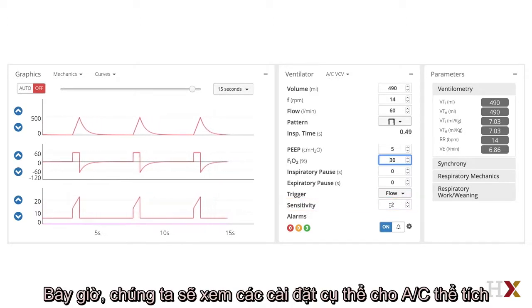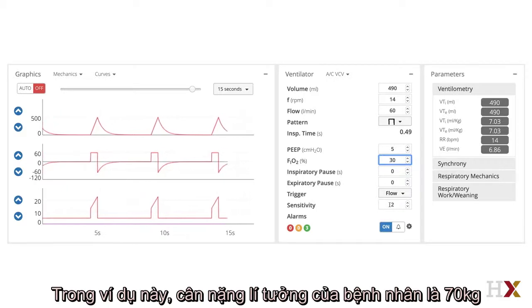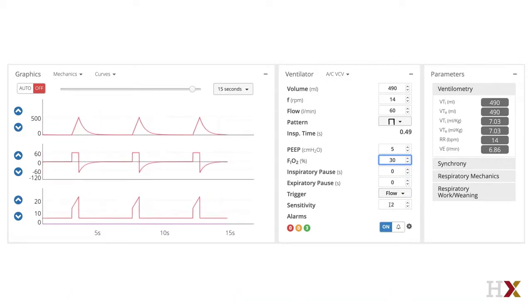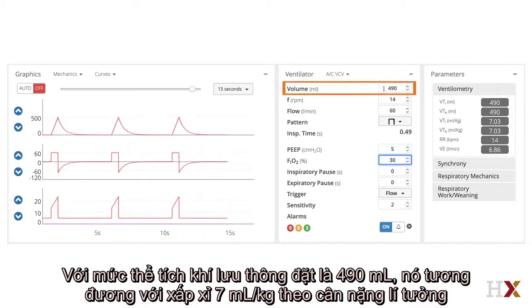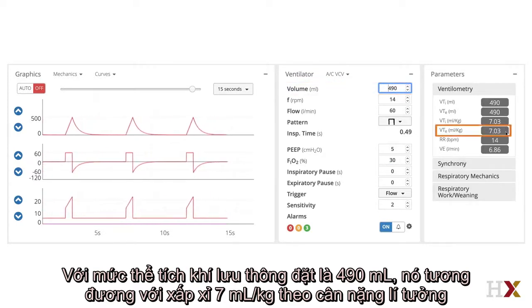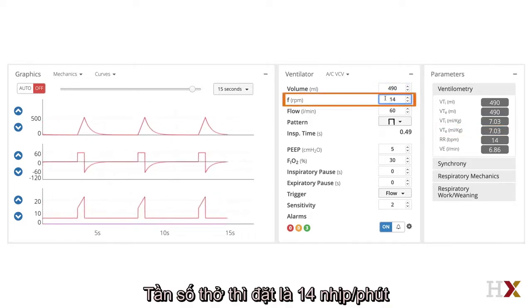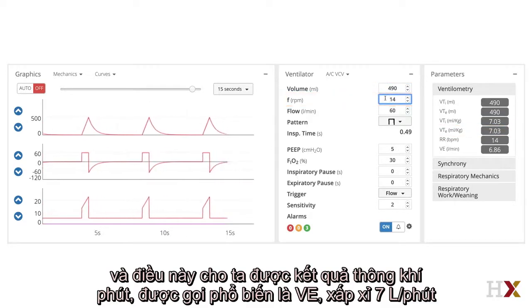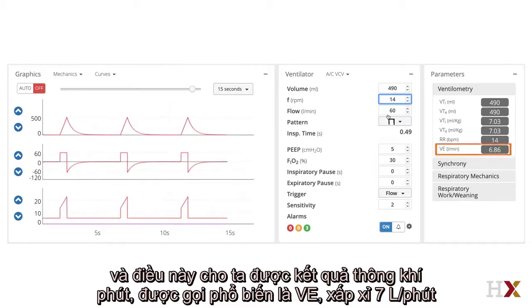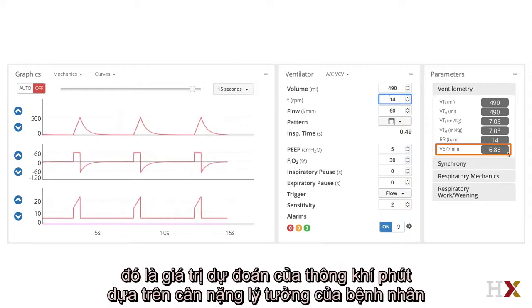Now we'll look at the settings specific to volume assist control. In this example, the patient's ideal body weight is 70 kilograms. With the tidal volume set to 490 milliliters, it is equal to approximately 7 mils per kilogram of ideal body weight. The frequency is set to 14 breaths per minute, and this gives us a minute ventilation, which commonly has the label VE, of approximately 7 liters per minute, which is the predicted value of minute ventilation based on the patient's ideal body weight.